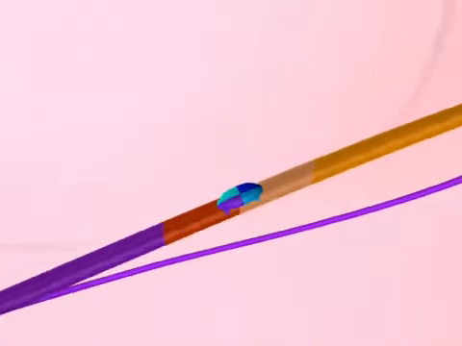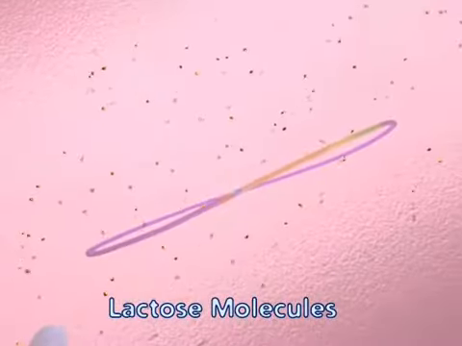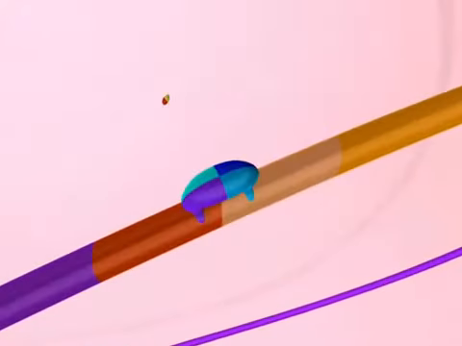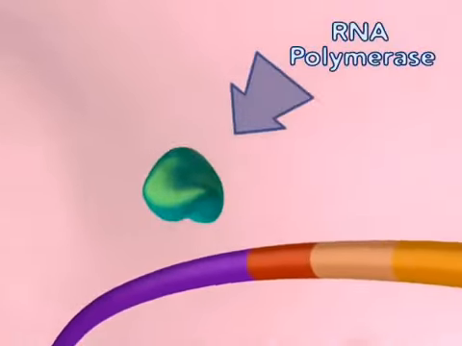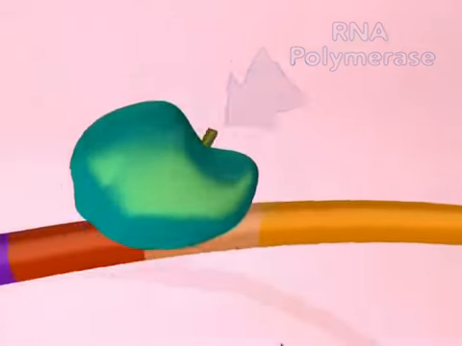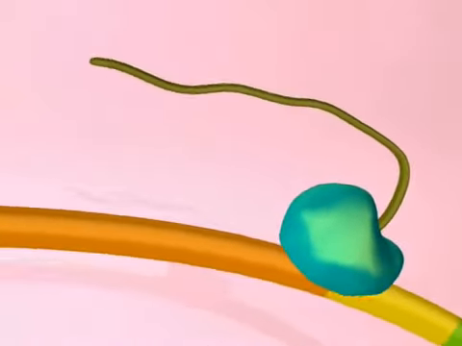Lactose is the lac operon inducer molecule. After first appearing in the cellular environment, lactose passively enters the E. coli cell and binds to the repressor molecule. This binding releases the repressor from the controlling region. At this point, RNA polymerase can begin transcription of the operon.